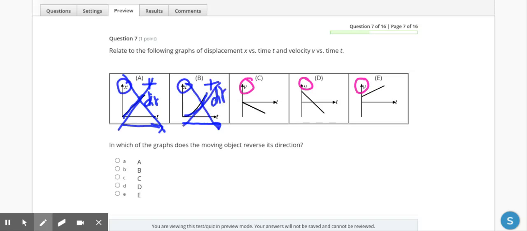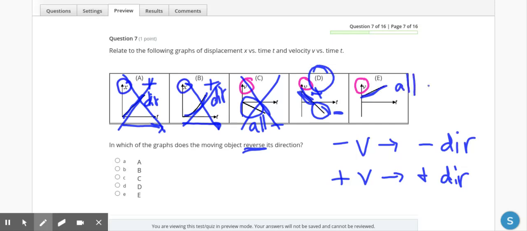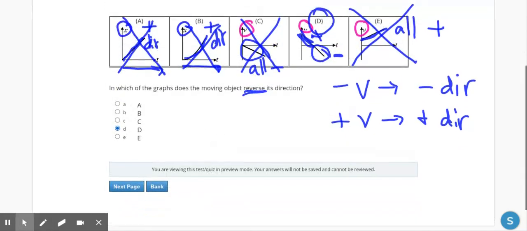All right, velocity. Remember, negative velocity means negative direction. Positive velocity means positive direction. So we need one where it's reversing its direction, meaning it moves in the negative direction and then goes to positive, or it moves positive and then goes to negative. So this is all negative, so that is not it. This, look, we've got some positive, and then down here we've got some negative. Woohoo, that works. And here it's all positive, so that can't be it. So it's D. Man, we've got a lot of D's here, you guys.